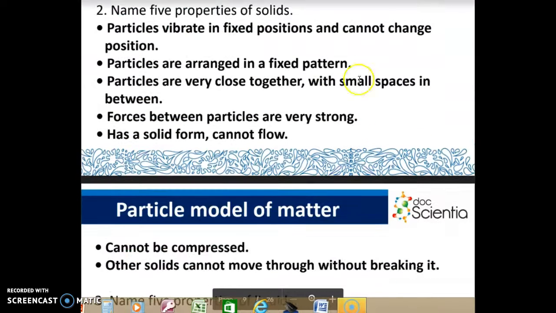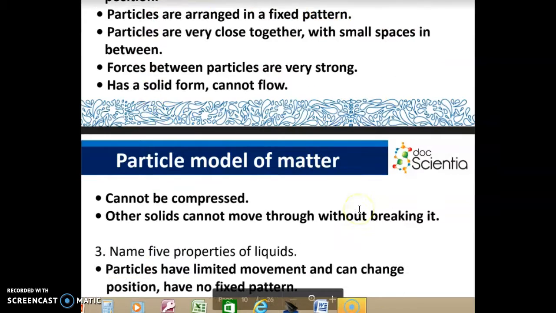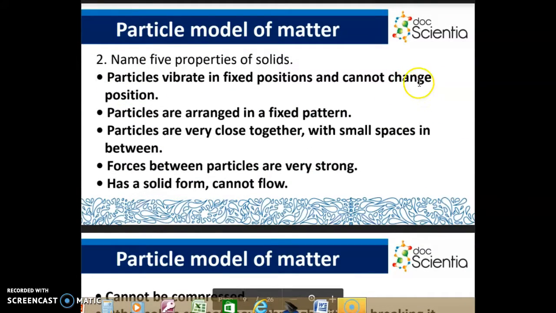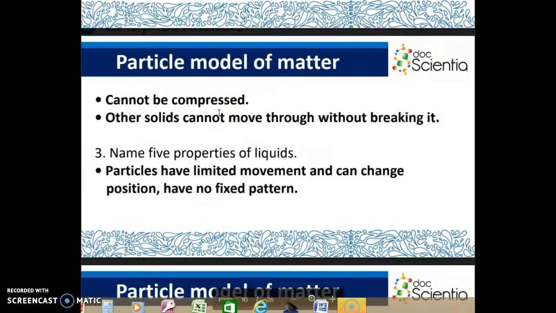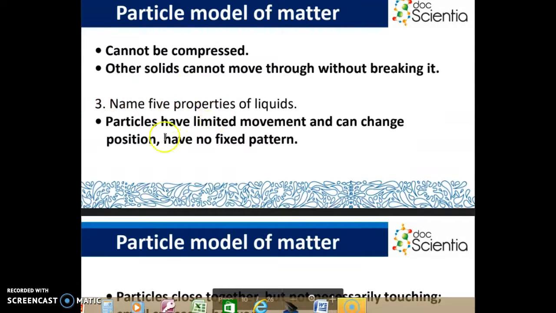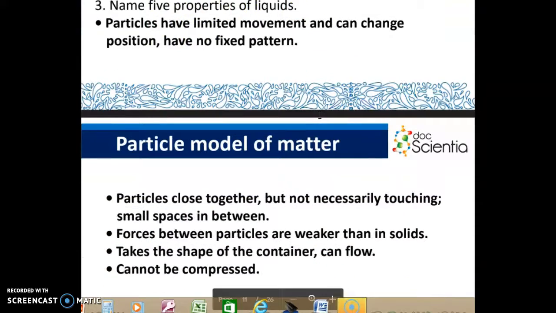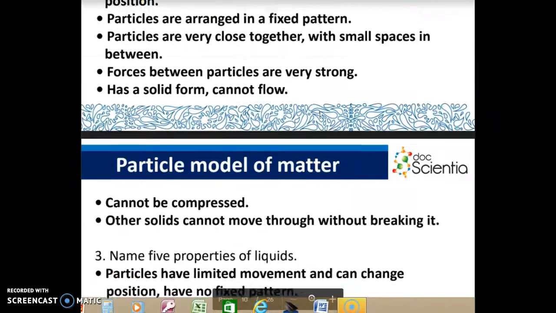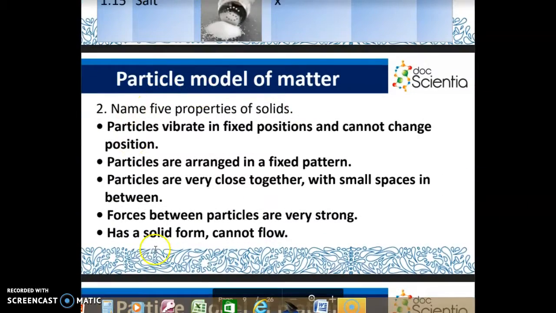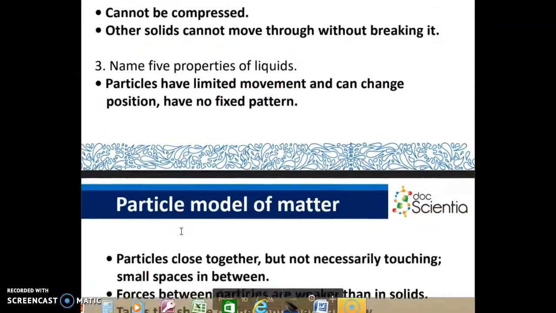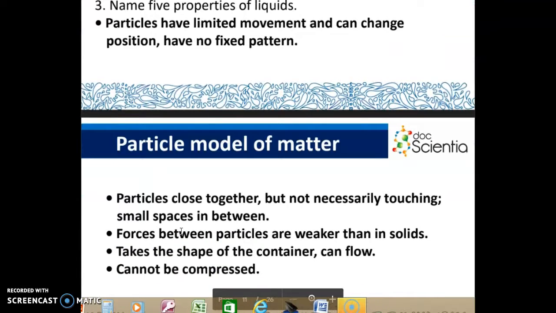This is a very long question, so 6 marks or 12 if it's a long question. Number 3, name 5 properties of liquids. Oh, it can be any of those. Okay, so any 5. Name any 5. Pause the video here. And the answer is properties of liquids are particles have limited movement and can change position.